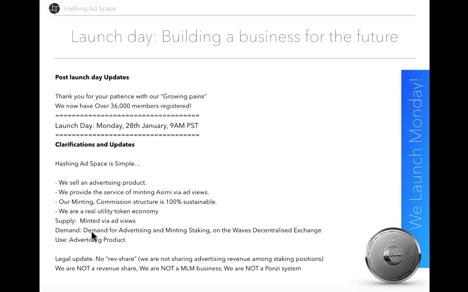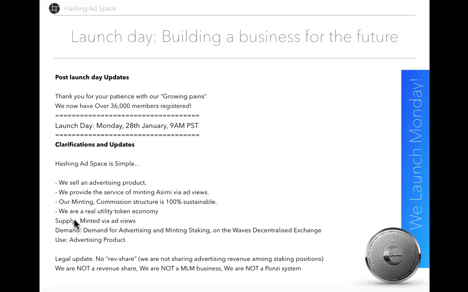The demand for Asimi comes from the demand for the advertising on our platform and also the minting staking on our platform from the decentralized Waves exchange. So this is where demand for the token comes from, and then the use for the token is in our advertising product. Asimi is specifically designed for this one niche, and that is online advertising. And even tighter within that niche is the make money online market in online advertising. That is the niche that we are building Asimi and Hashing Ad Space for, and that is the economy that we are building it for.